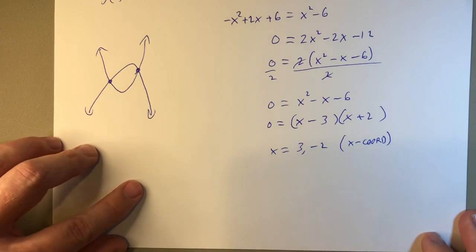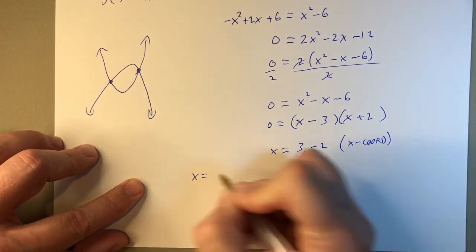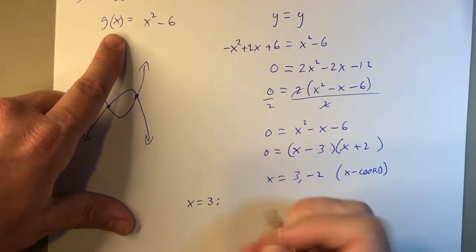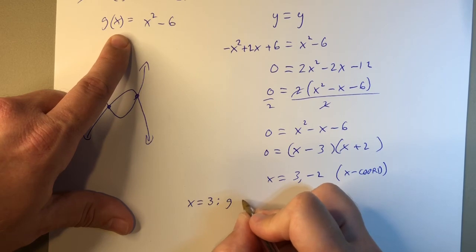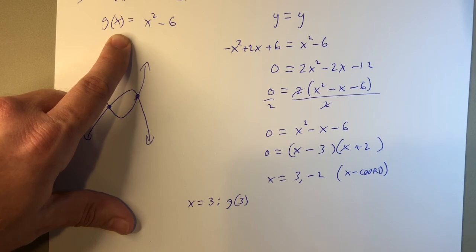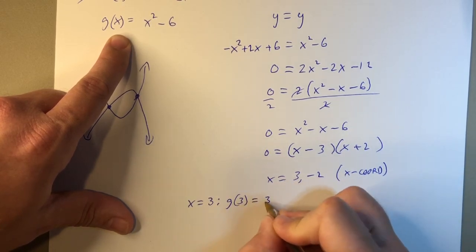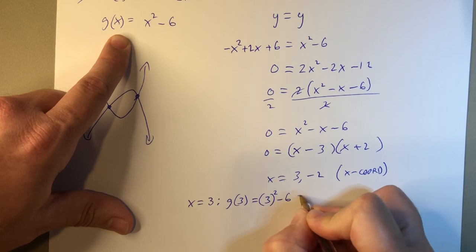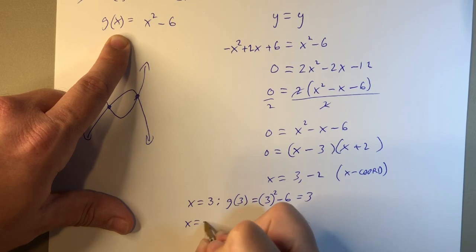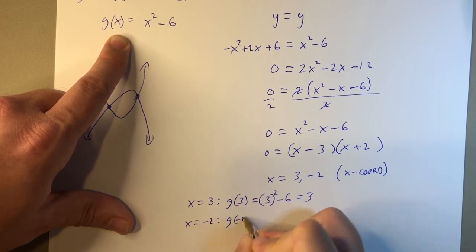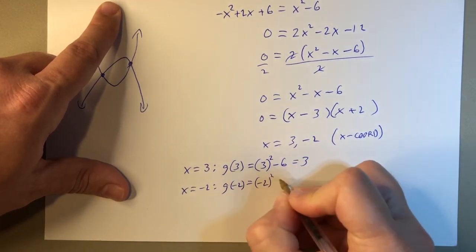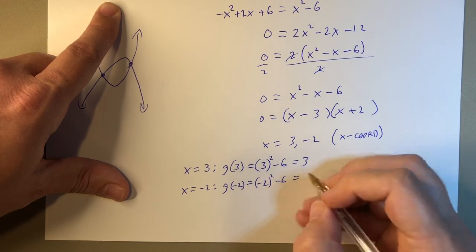Okay, so what are the two points? Well, let's figure them out. If x is 3, let's just use g of x. So if x is 3, what's g of 3? And you could use either function to plug in your x coordinates, and they'll spit out the same y values. So g of 3 would be 3 squared minus 6, which is 3. And then if x is negative 2, what's g of negative 2? g of negative 2 is the same as negative 2 quantity squared minus 6. So that's 4 minus 6, or negative 2.